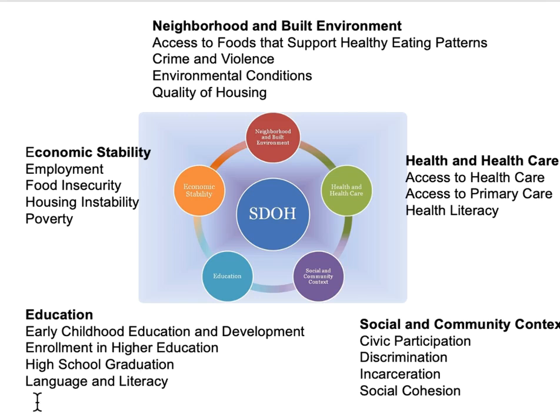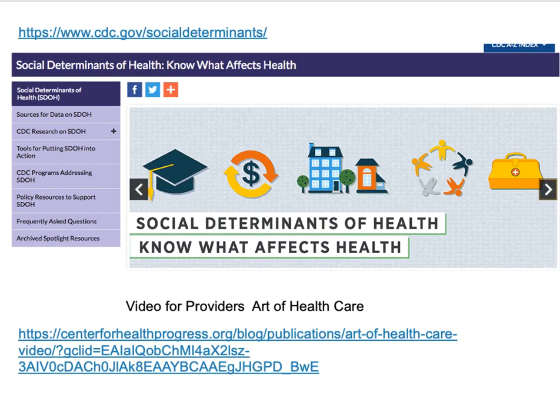Education, which I talked quite a bit about before, and economic stability. Is there food insecurity? Is there housing instability? Is there poverty? All of these things we know affect the health of those who are in the community.